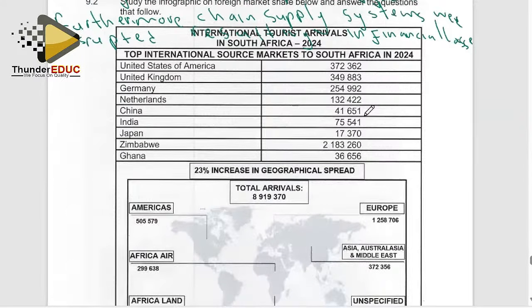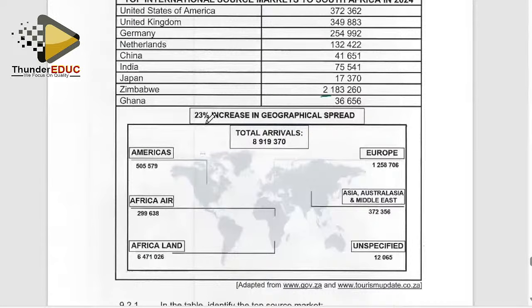Now we are looking at international tourist arrivals in South Africa 2024. Top international source markets to South Africa in 2024. We do have the UK standing at 349,883. Germany 254,992. Then we have the Netherlands 132,422. Then China is standing at 41,651. Then India, 75,541. Then Japan, 17,370. Zimbabwe, 2,183,260. Then Ghana, 36,656. So there's a 23% increase in geographical spread, which is a good thing.